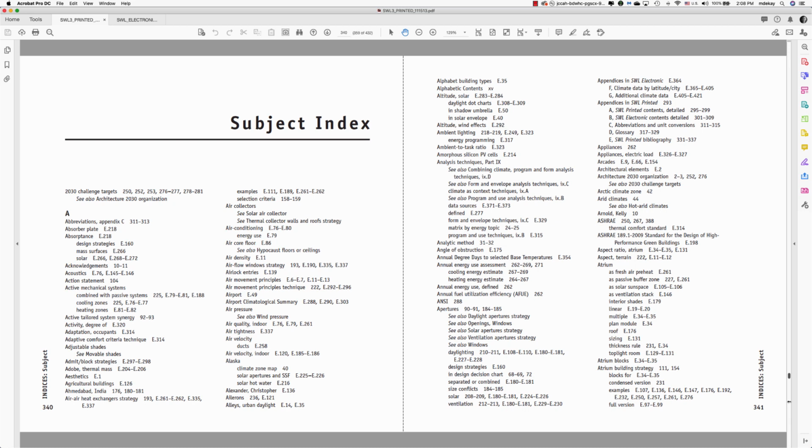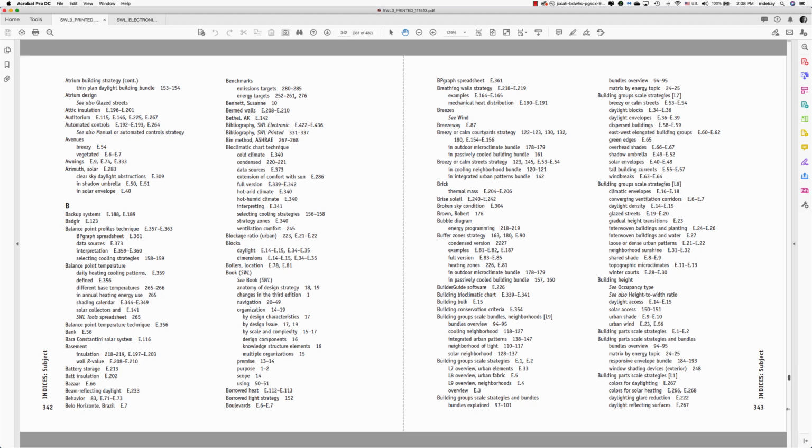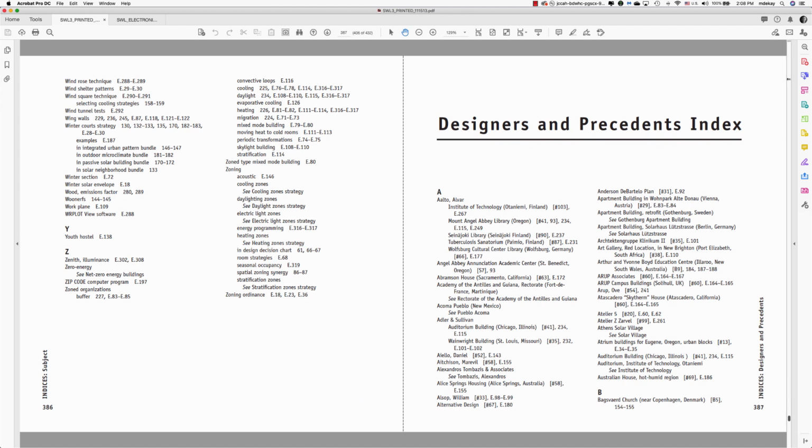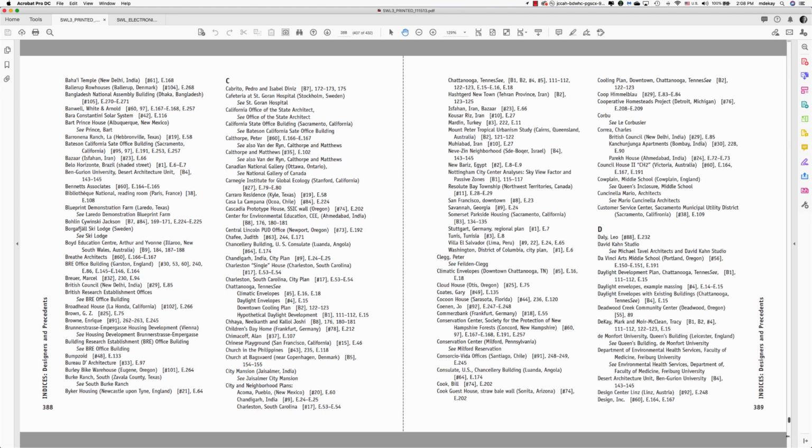So subject index, pretty straightforward. Just remember that the E page numbers are in the electronic volume. The pages with no E are in the printed volume. So pretty long and extensive subject index. Designers and precedent index. So for instance, you can see these are alphabetical. I can look up Adler and Sullivan. I can look up Acoma Pueblo. I can look up things by buildings. I can look them up by architect, designer, etc.